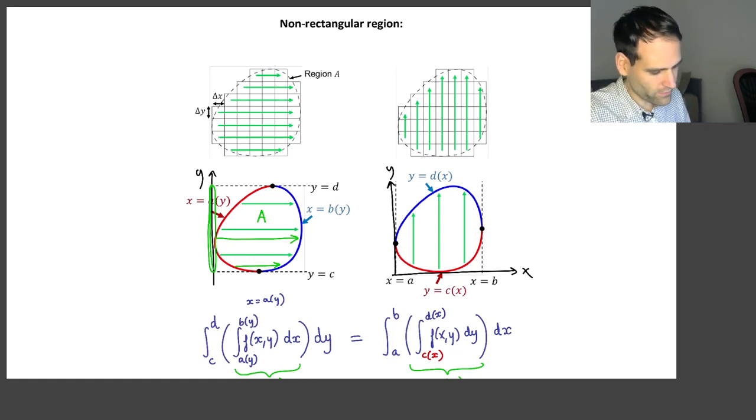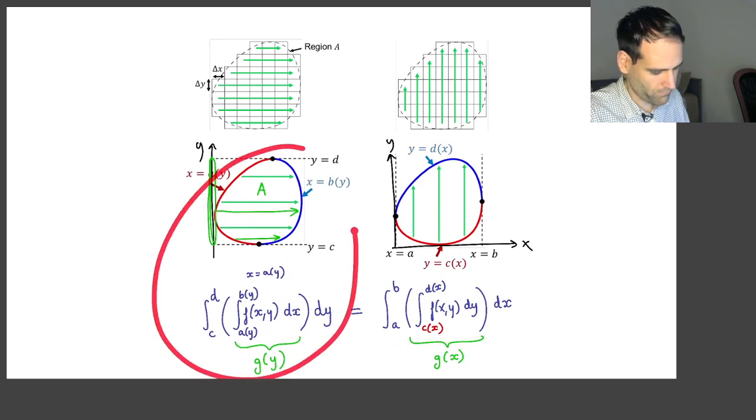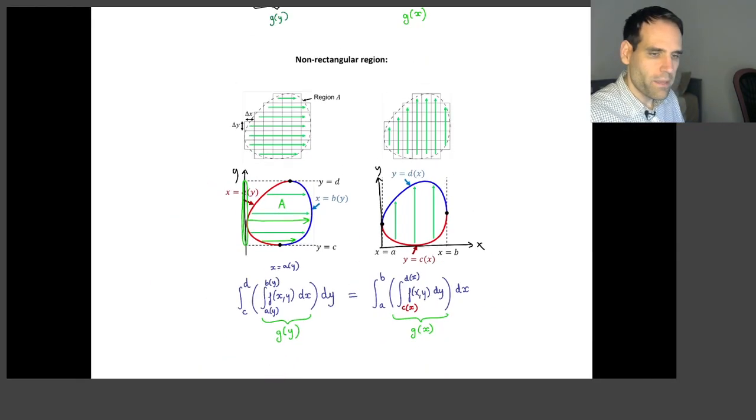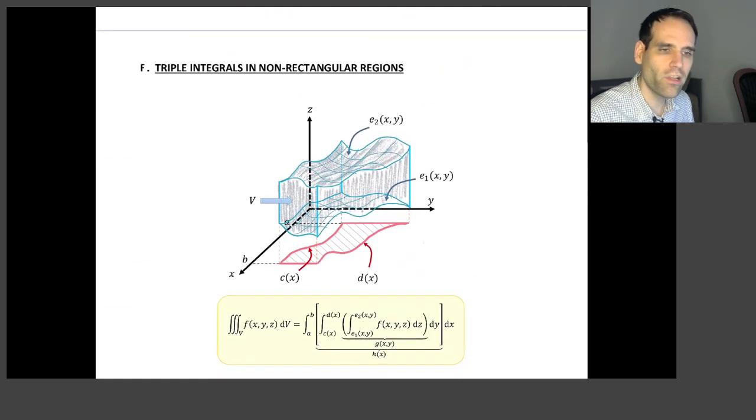So double integrals in a non-rectangular region were quite simple to do, and we did a couple of examples. But what about triple integrals? Triple integrals in non-rectangular regions. How do we do this monster? Don't worry, it's actually very easy.